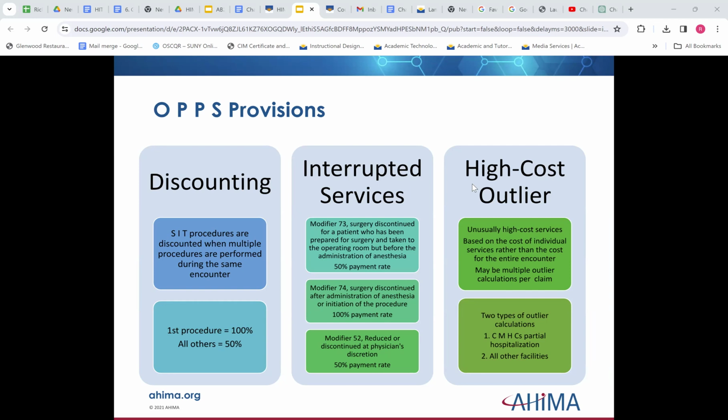And then we have other carve-outs on the right-hand side on this slide that are the high-cost outliers. And these are unusual, not routine services that are very, very expensive. And we'll take a look at some of these. And these are kind of the outliers, if you will.